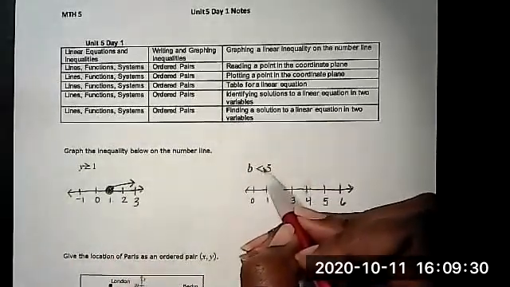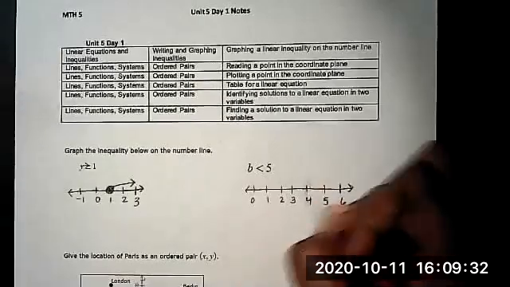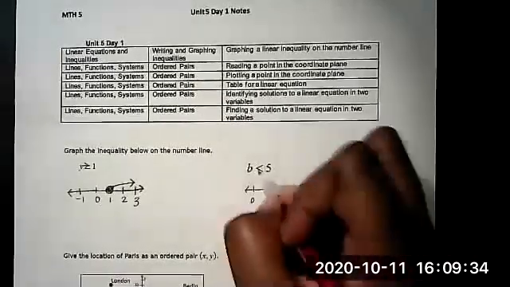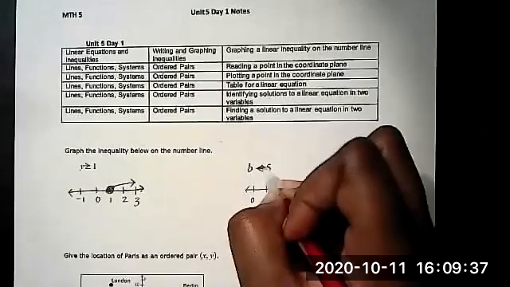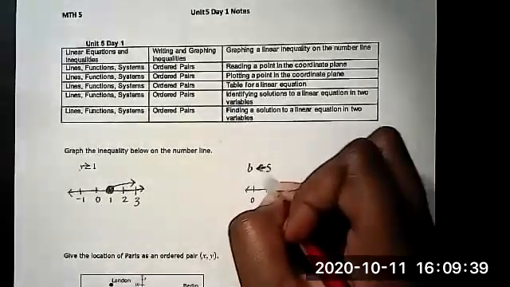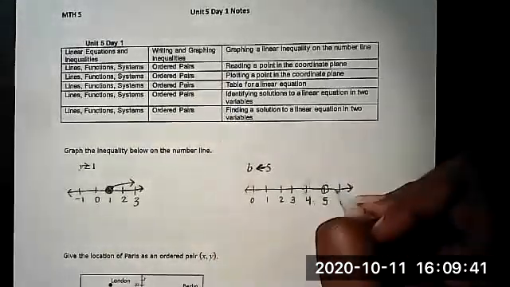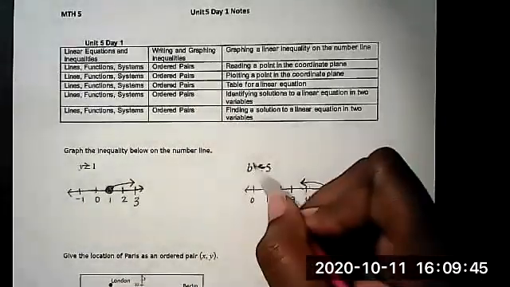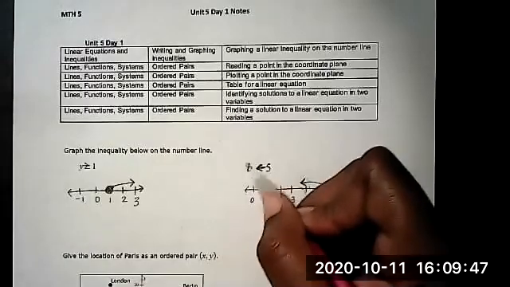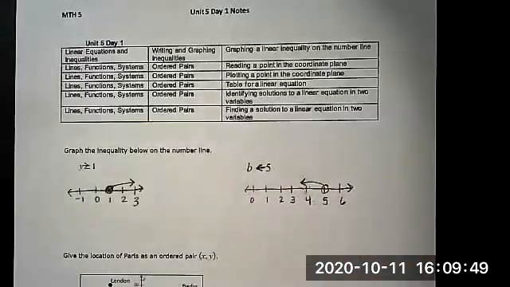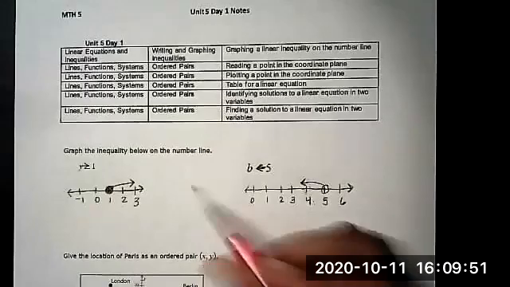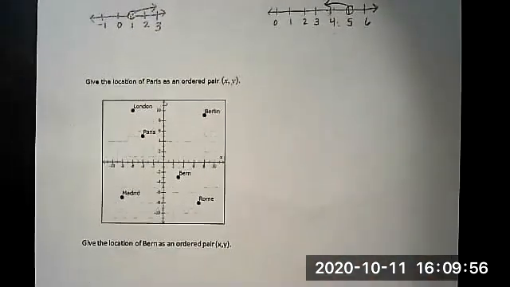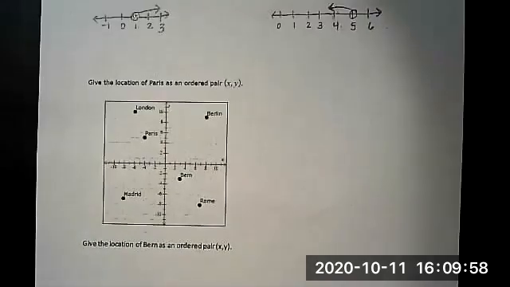Same thing here. No line under is an open circle at 5. And as you see, this looks like an arrow going that way. So that's the way your arrow will go. And of course the letter has to be on the left-hand side there. This looks like an arrow going that way, and that's the way your arrow is going to go.